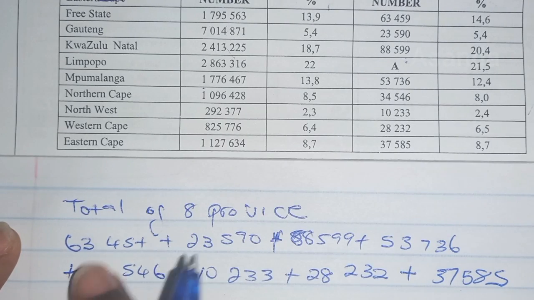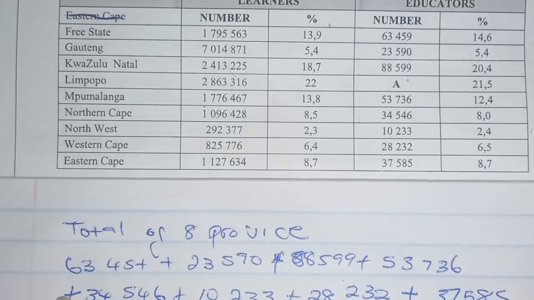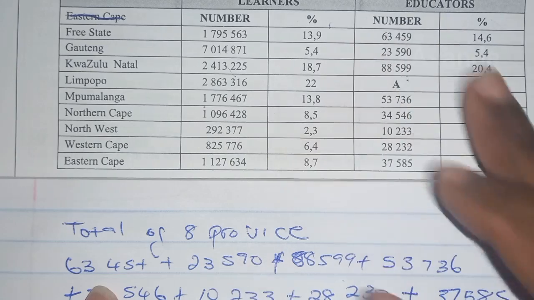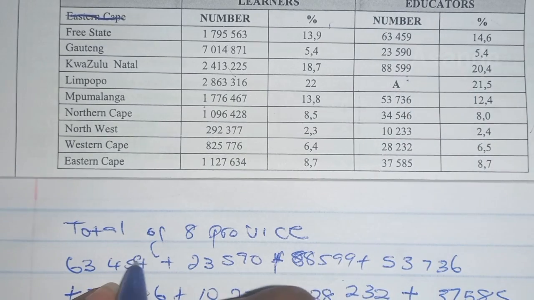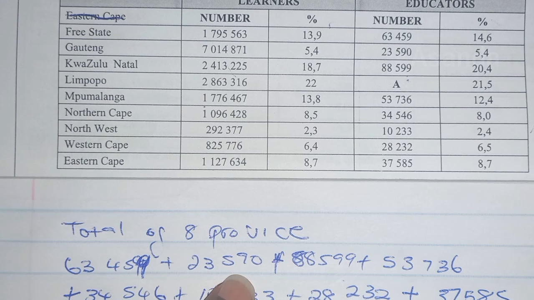Then I double check if I copied all of them. 1, 2, 3, 4, 5, 6, 7, 8. Then I double check if I copied all of them, right? 6, 3, 4, 5, see? 9. I already made a mistake there. Plus 23,590, yes. Plus 88,599, yes. Plus 53,736, yes.